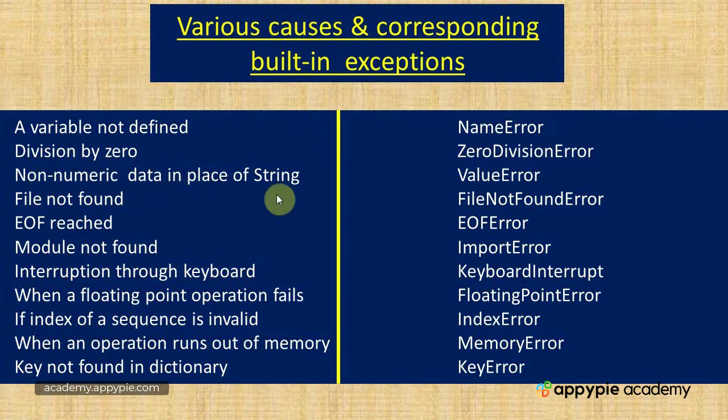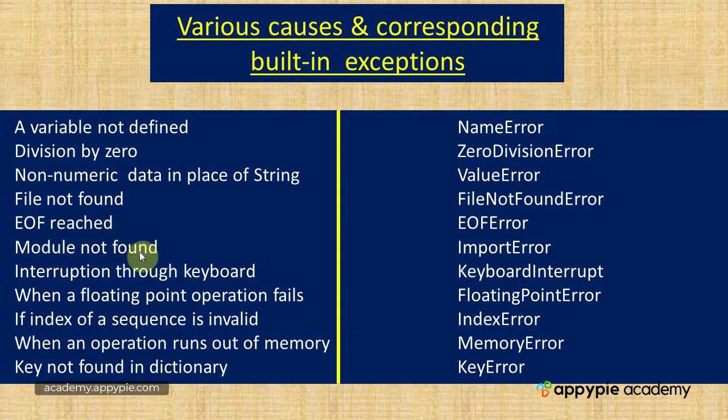Non-numeric data in place of numeric. Suppose we were supposed to give some numeric data, but in place of that a string has been given. This is called ValueError. File not found. We are trying to use a file, but it does not exist. FileNotFoundError is the name given by Python. EOF stands for end of file. Suppose I am reading a file, but in between the end of file has been reached. In that case, EOFError will occur. Don't worry, till now people have not studied files, so I will be talking about file not found and EOF reached in that particular section.